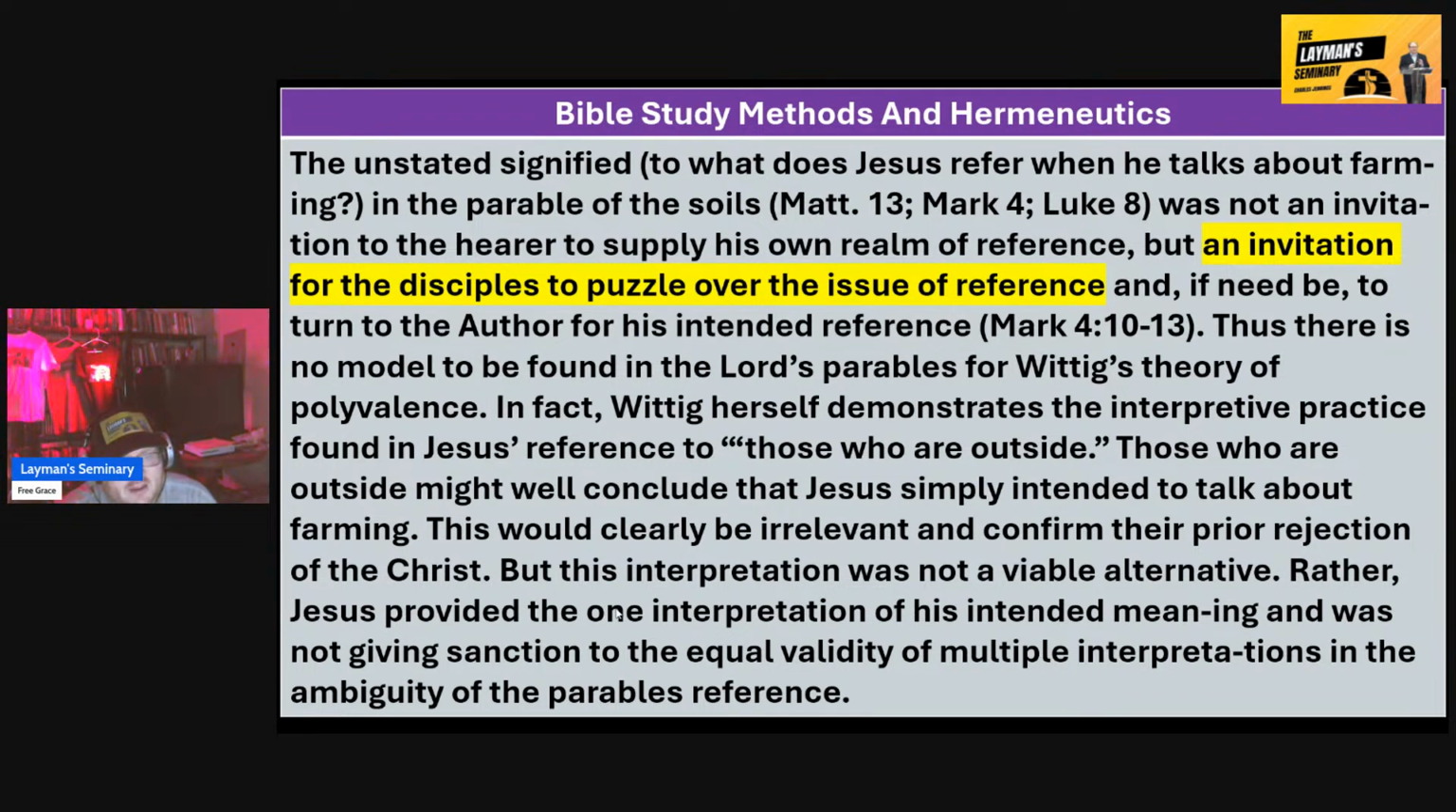In fact, Wittig herself demonstrates the interpretive practice found in Jesus' reference to those who are outside. Those who are outside might well conclude that Jesus simply intended to talk about farming. This would clearly be irrelevant and confirm their prior rejection of the Christ. But this interpretation was not a viable alternative. Rather, Jesus provided the one interpretation of his intended meaning and was not giving sanction to the equal validity of multiple interpretations and the ambiguity of the parable's reference.